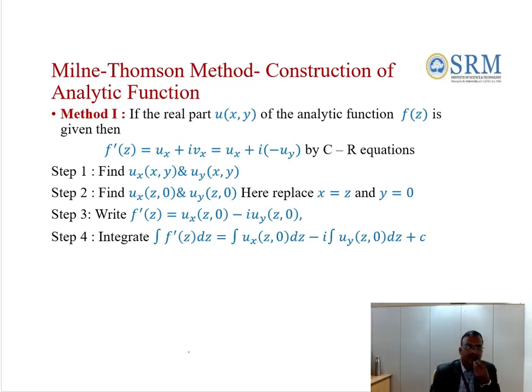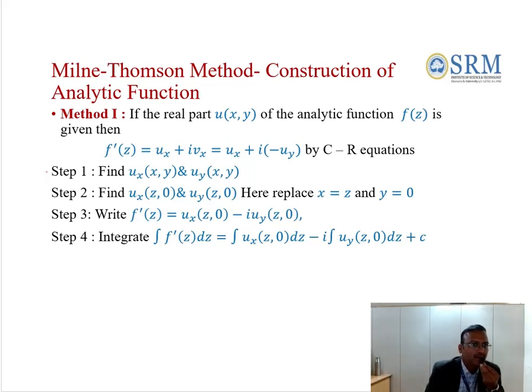If the real part u of the analytic function f of z is given, then f dash of z, the first derivative, is ux plus i into vx, but u is given. Therefore, by using the CR equations, you rewrite v in terms of u. Vx equal to minus uy by the CR equation. Therefore f dash of z equals ux minus i into uy. Now only the function u is given, therefore write f dash in terms of ux and uy.